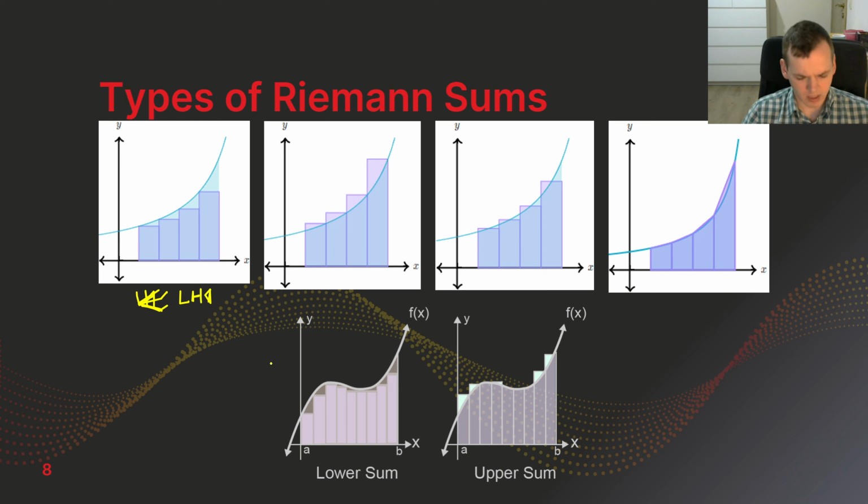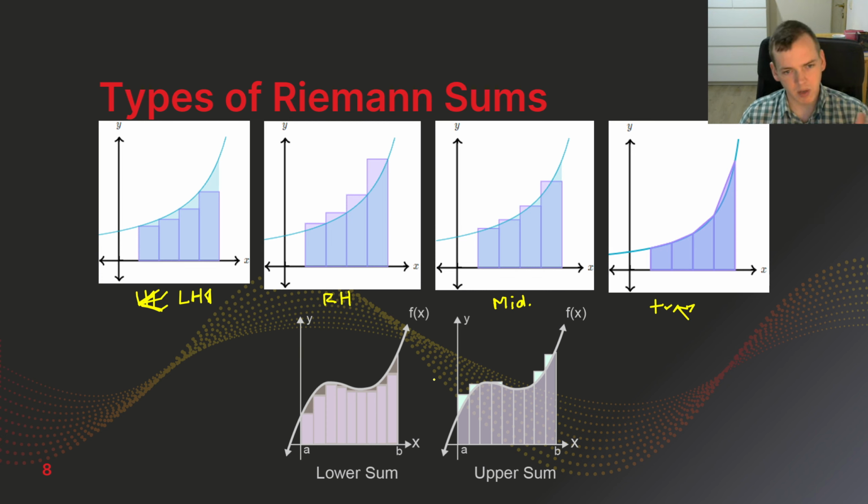So this is a left-hand sum. This next one is a right-hand sum. This third one is the midpoint. And this one on the right is the trapezoid. And then you can see lower and upper sum on the bottom. You'll notice the left-hand sum, each of those rectangles, all the way to the left x value, that's where we set the height of the rectangle.